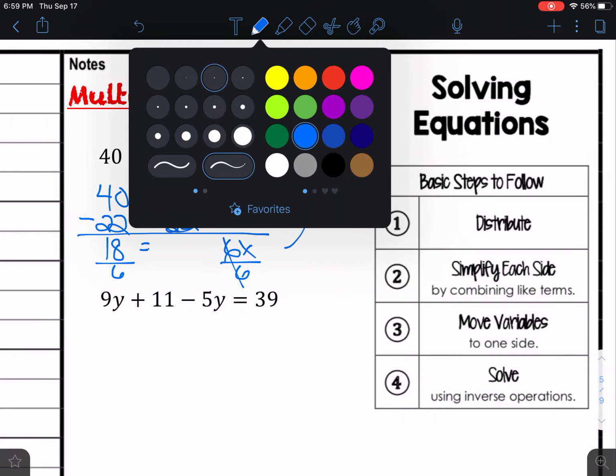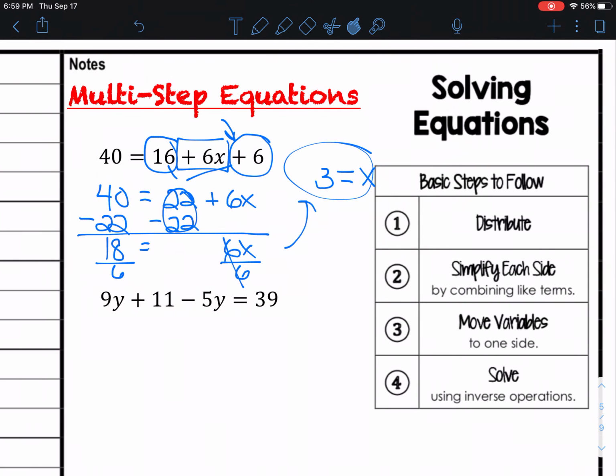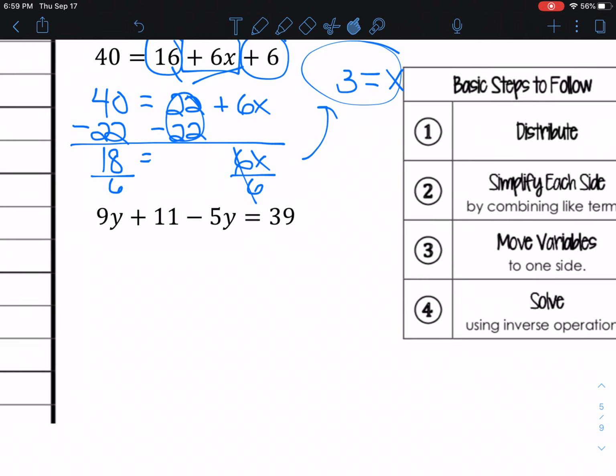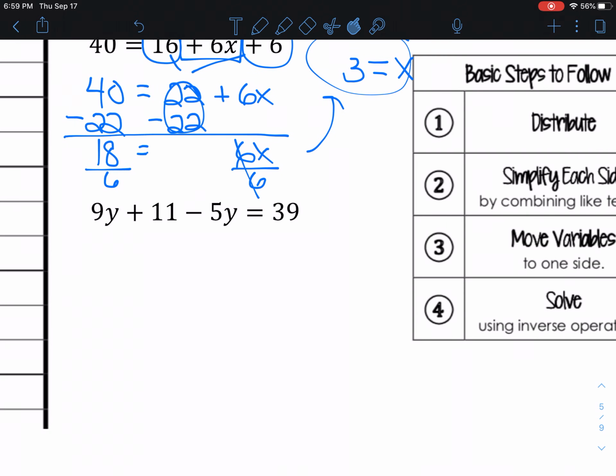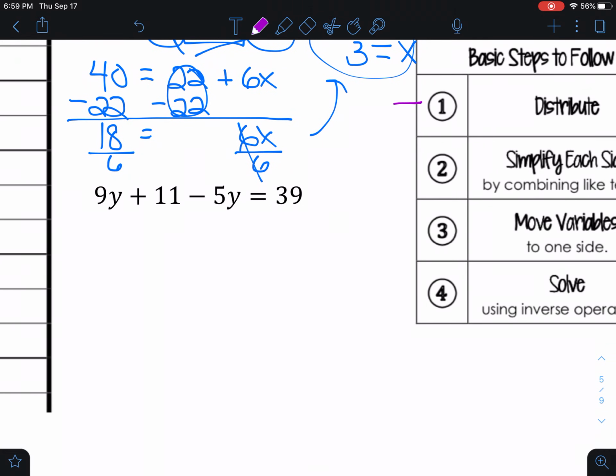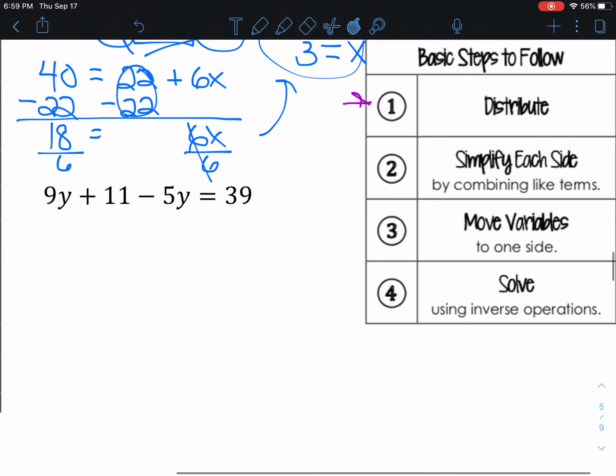Let's try tackling this second one here. Okay, so once again, we want to identify what are my like terms. I don't have any distribution. Step 1 says distribute. I don't have anything to distribute. So step 2 says to simplify each side by combining like terms.